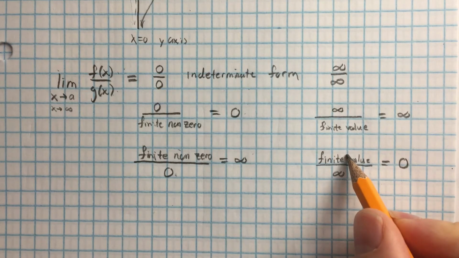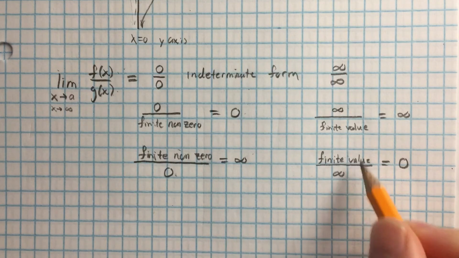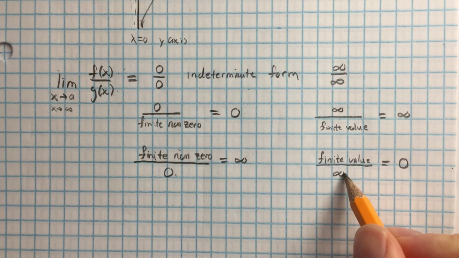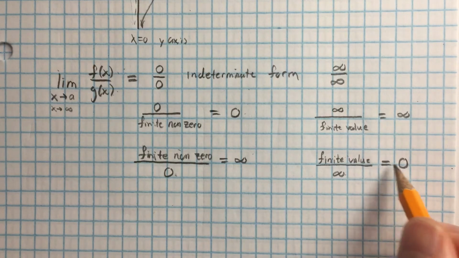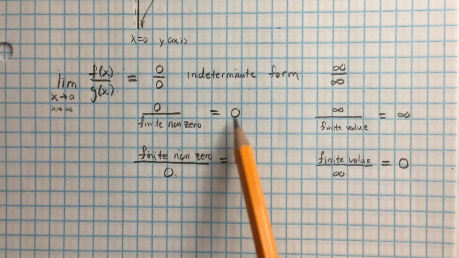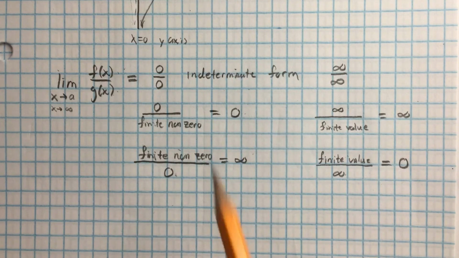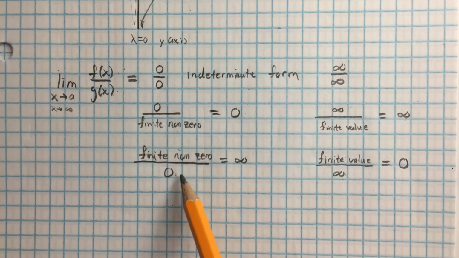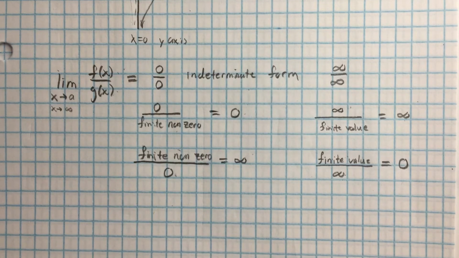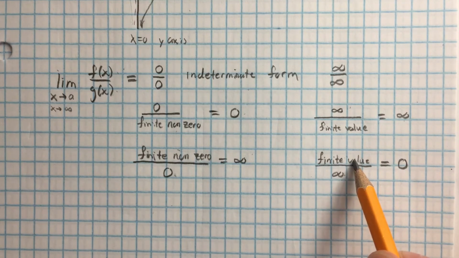Top is heading towards something reasonable. The bottom is heading towards something gargantuan, beyond gargantuan, without bound, larger and larger and larger forever, just shrinking this ratio down and down until it heads towards a magnitude of 0. Okay? So you see the switch of roles here, right? 0 over finite, 0. Infinity over finite, infinity. Finite over 0, infinity. Finite over infinity, 0. Right? So when I wrote finite value here, it does include 0 itself.